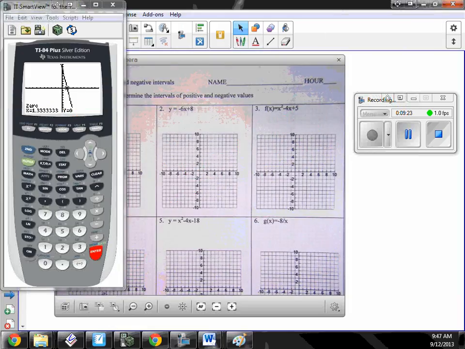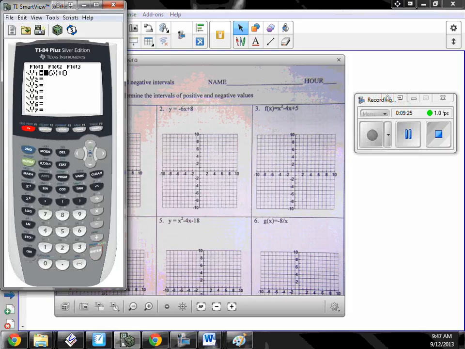So my next graph, x squared minus 4x plus 5. What intervals of x yield positive numbers? All of them. What intervals of x yield negative numbers? None of them. So you can say that this graph is positive everywhere, and it's negative nowhere, or it's never negative.